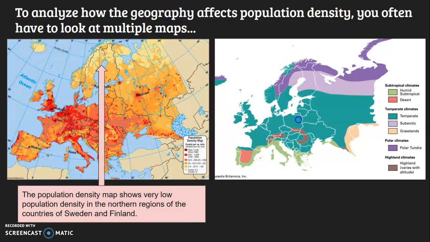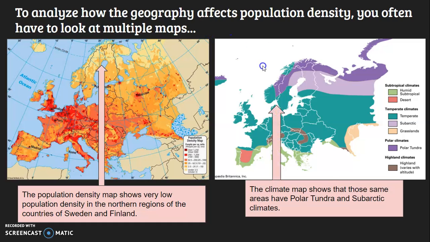Let's look at Sweden and Finland. If you notice, the northern areas of Sweden and Finland have low population density. Not a lot of people live there compared to many other parts of Europe. Once again, you might be wondering why. Well, the climate map will be helpful to us in this case. The climate map will show that those same areas of Sweden and Finland have polar tundra and subarctic climates. These are extremely cold climates to survive in.